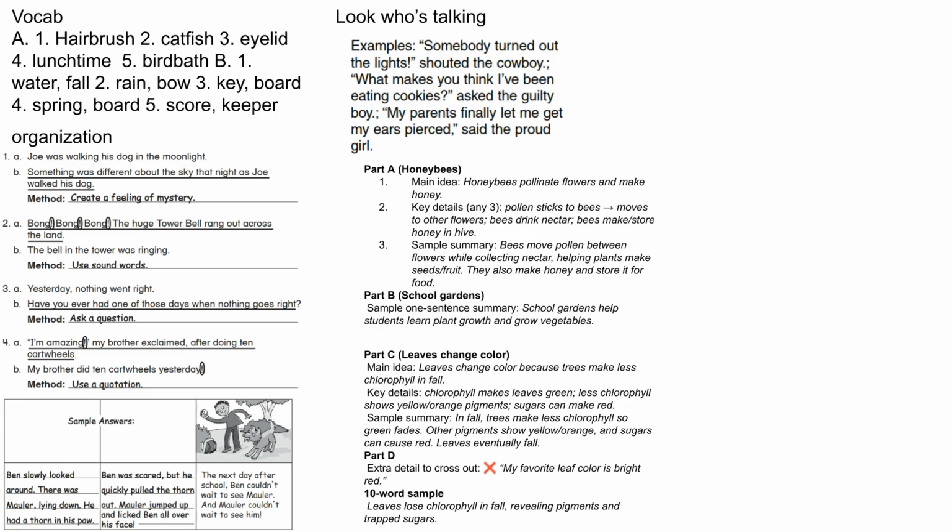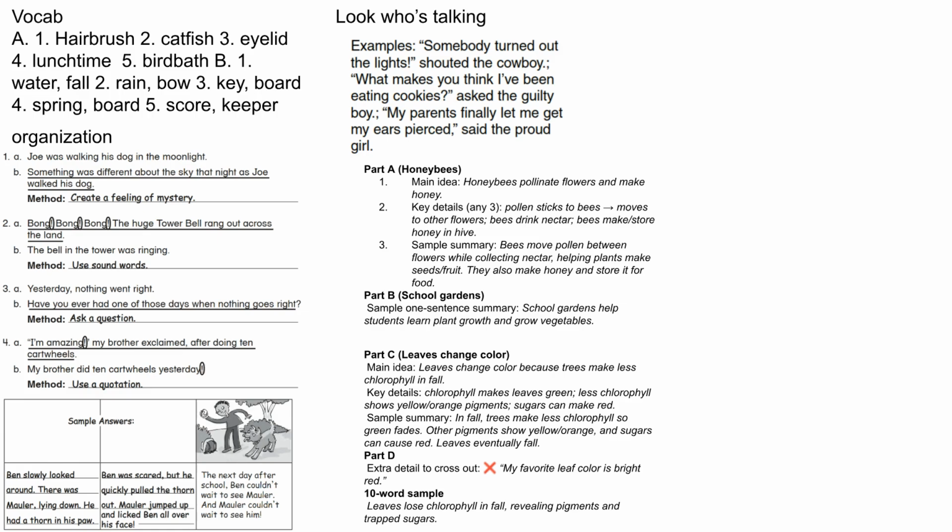For the organization section, notice that the stronger story beginnings usually use a special method. One uses a feeling of mystery, one uses sound words, one uses a question, and one uses a quotation. These methods help make the reader interested right away. For the story middle, the sample answer shows Ben slowly looking around and seeing Mahler lying down. This connects the scary beginning to the friendly ending. That is what a good middle should do. Explain how the story changes.